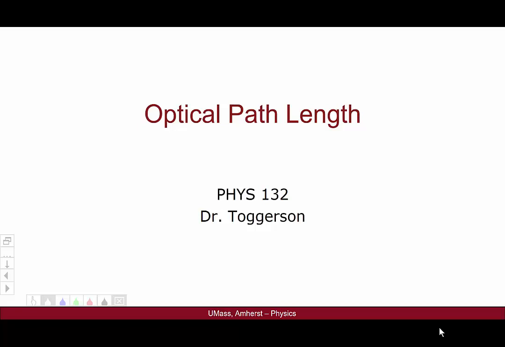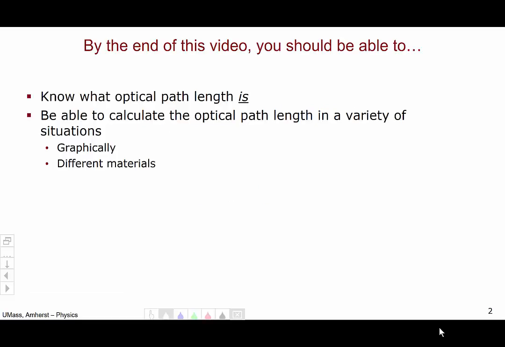Hello, and welcome to this video for Physics 132 on the idea of optical path length. By the end of this video, you should be able to know what an optical path length is and be able to calculate the optical path length in a variety of situations, both using graphical counting methods and situations with different materials.